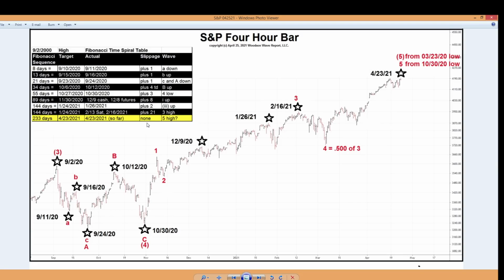So if it has a slippage of +3 trading days, and that's a Fibonacci 3, that would take us to the 28th. And if it has a slippage of 5 calendar days, that takes us to the 28th. So this week should be interesting. It appears that this move up is complete, or nearly so. We may have a matter of days in front of us.